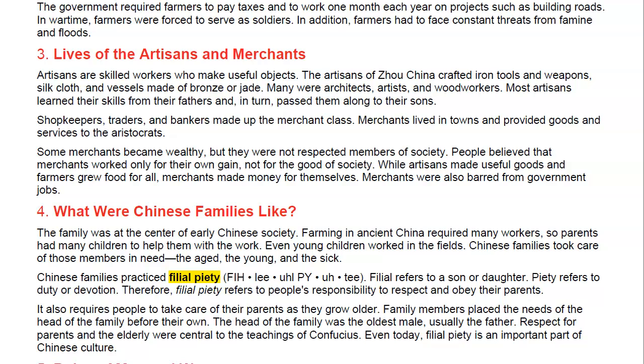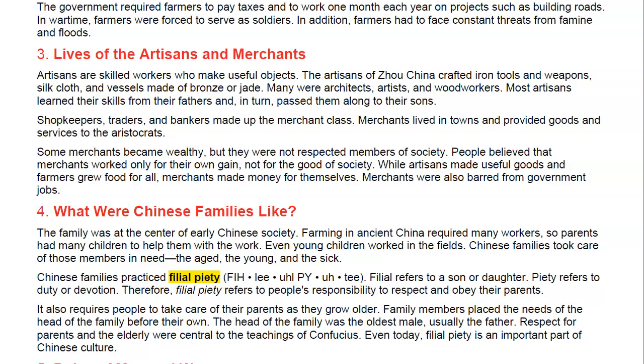What were Chinese families like? The family was the center of early Chinese society. Farming in ancient China required many workers, so parents had many children to help them with the work. Even young children worked in the fields. Chinese families took care of those members in need, the aged, the young, and the sick.